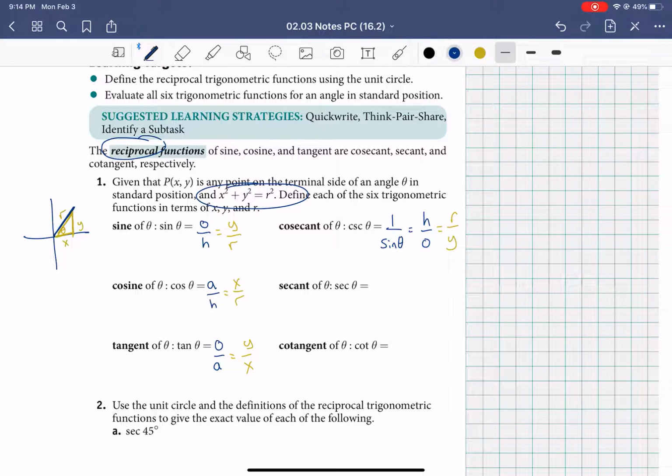So if we keep going, secant is the reciprocal function of cosine. So that's 1 over cosine of theta. So that'd be h over a, or in terms of our reference triangle, r over x. Lastly, cotangent is the reciprocal function of tangent. So that means 1 over tangent theta. So a over o. And in terms of our reference triangle, that'd be x over y.